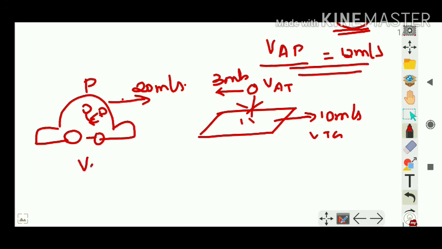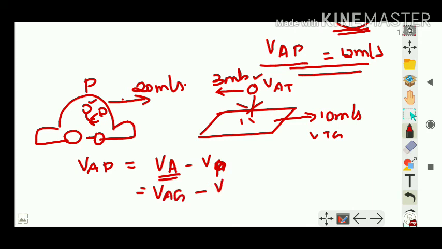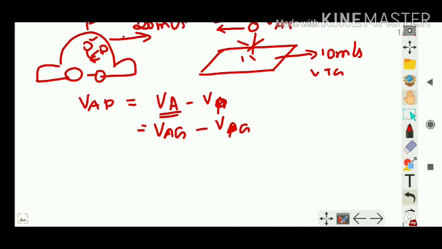Same as before, I am going to ask you, what is VAP? That is the velocity of A with respect to P, the velocity of this person with respect to this person. So similarly, VAP is VA minus VP. VA is the velocity of A with respect to ground, minus the velocity of P with respect to ground. What is the velocity of P with respect to ground? This is our ground. The car is moving with 20 meter per second, which means the person P is also moving with 20 meter per second. So I can write it as VAG minus 20. That is our VAP. In order to find VAP, I require the value of VAG.